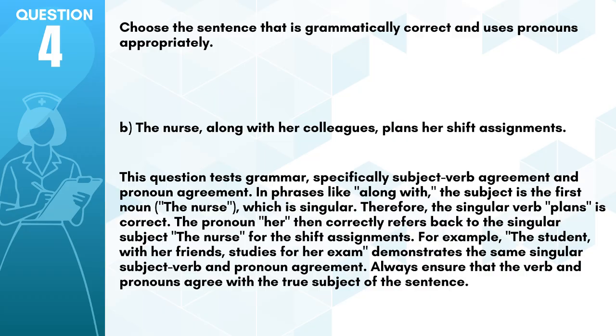This question tests grammar, specifically subject-verb agreement and pronoun agreement. In phrases like "along with," the subject is the first noun, the nurse, which is singular. Therefore, the singular verb "plans" is correct. The pronoun "her" then correctly refers back to the singular subject, the nurse, for the shift assignments. For example, "The student, with her friends, studies for her exam" demonstrates the same singular subject, verb, and pronoun agreement. Always ensure that the verb and pronouns agree with the true subject of the sentence.